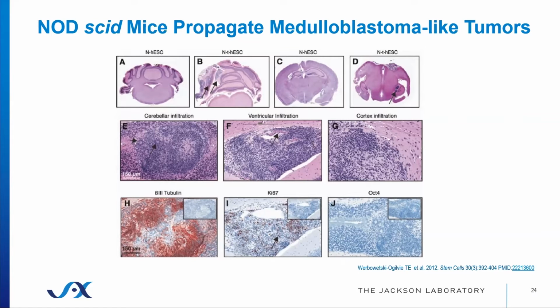The main takeaway is that medulloblastoma tumors are historically hard to grow in other immunodeficient models. However, their growth in NOD-SCID provides proliferation and infiltration that looks similar to what you would see in a patient.